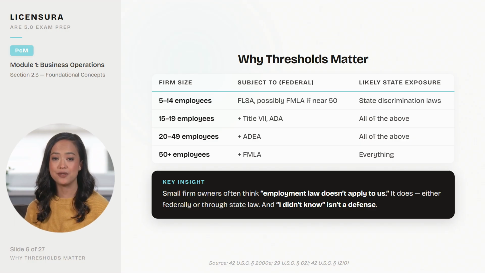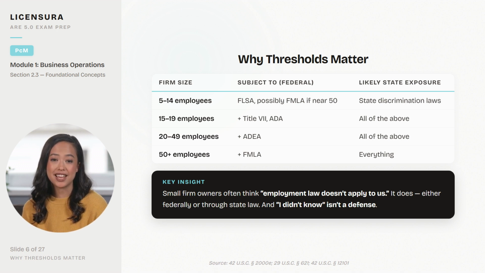Let's look at this breakdown by firm size because it really drives the point home. A firm with 5 to 14 employees is already subject to the FLSA and almost certainly state discrimination laws. Hit 15 employees and you add Title VII and the ADA. At 20, the ADEA kicks in. At 50, you're subject to everything, including FMLA. The bottom line here: "I didn't know" is never a valid defense. Even when federal law doesn't apply to your specific firm size, state law almost certainly does. You need to know this stuff regardless.